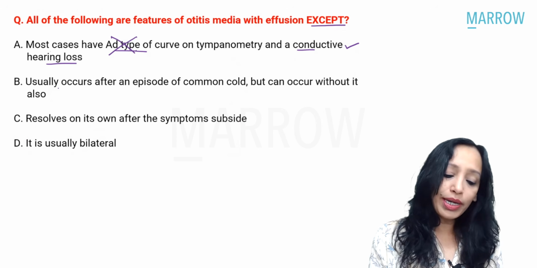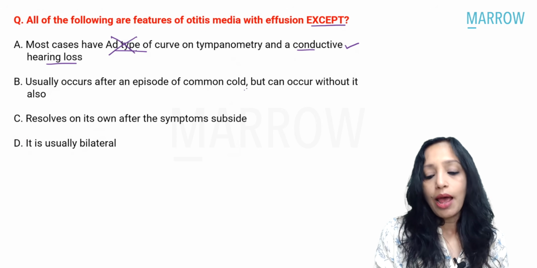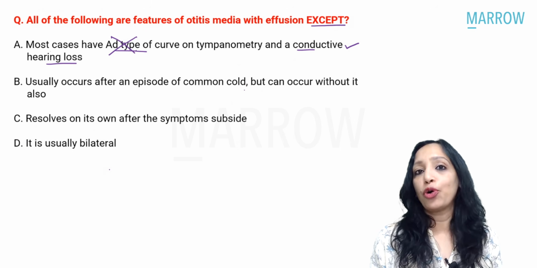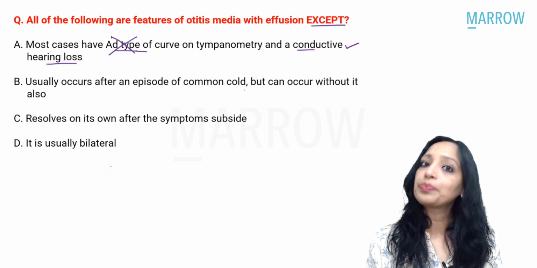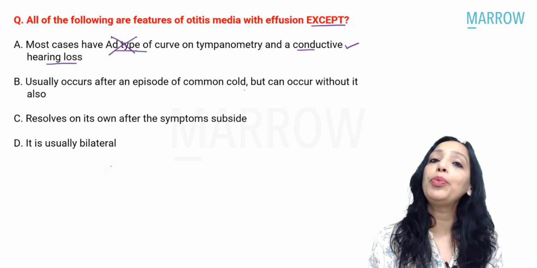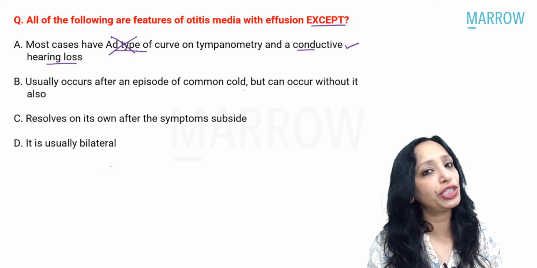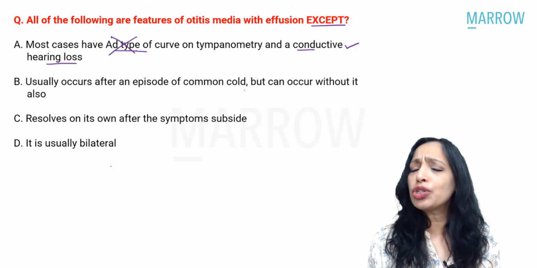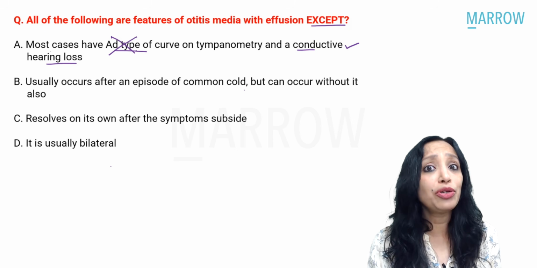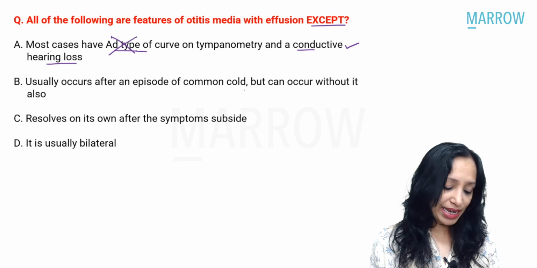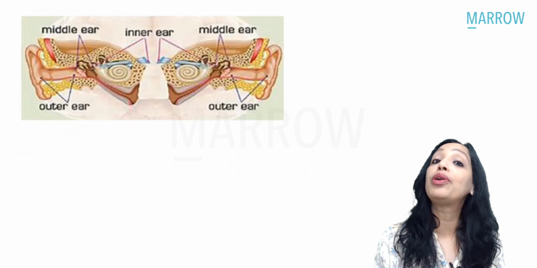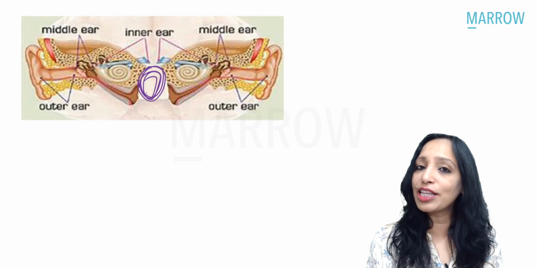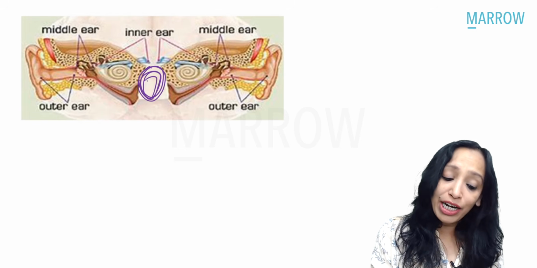The second choice: usually occurs after an episode of common cold, but can also occur without it. So yes, it can follow viral infection, that is common cold, where the virus can lead to damage of the mucociliary epithelium, leading to eustachian tube dysfunction. But if I ask you the most common cause of serous otitis media, the usual cause in children is the obstruction of the eustachian tube drainage by a mass in the nasopharynx. And this mass in the nasopharynx of a child is most commonly adenoid hypertrophy.